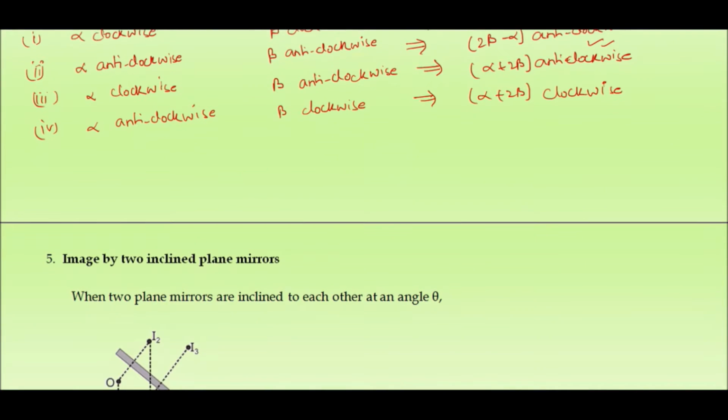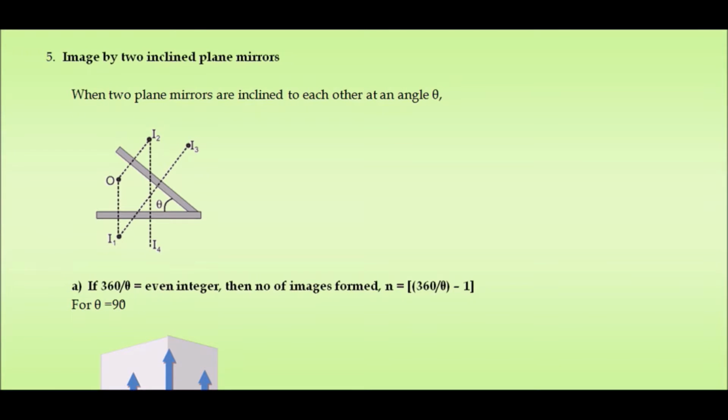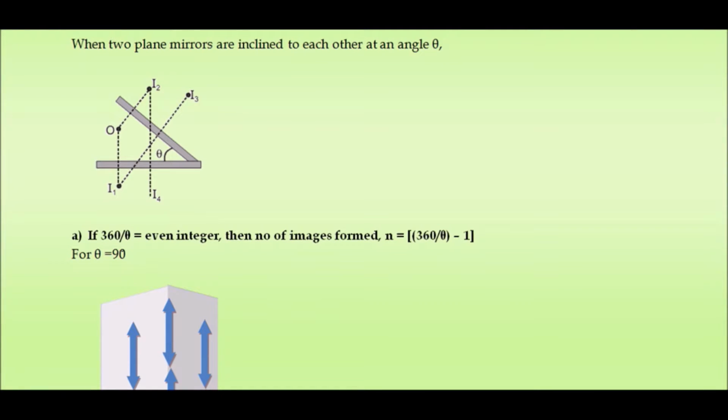Now we will move to the next concept, that is images by 2 inclined plane mirrors. In this section we will learn that when 2 plane mirrors are inclined at angle theta, then how many images are formed. So for this we just take 2 cases. Like first case, if 360 by theta is an even integer, then the case will be different, and when 360 by theta is an odd integer, then the case will be different.